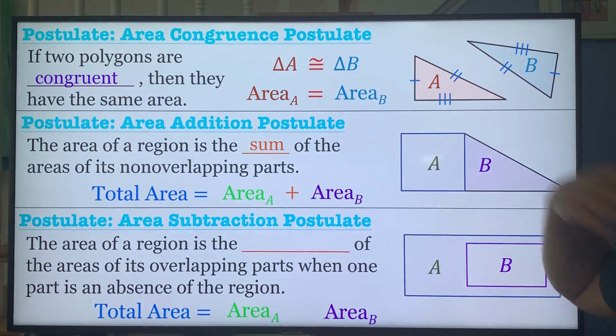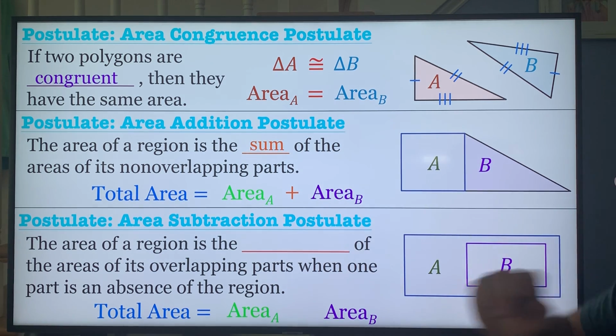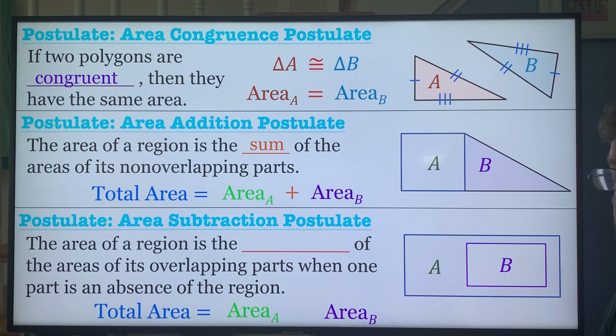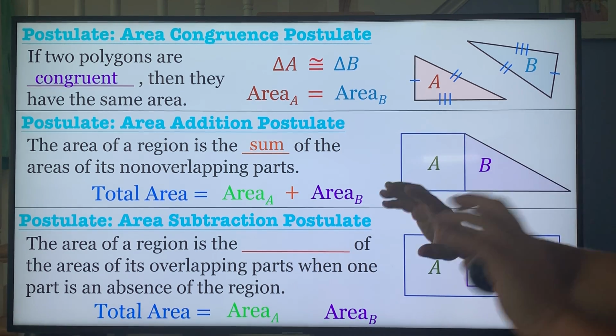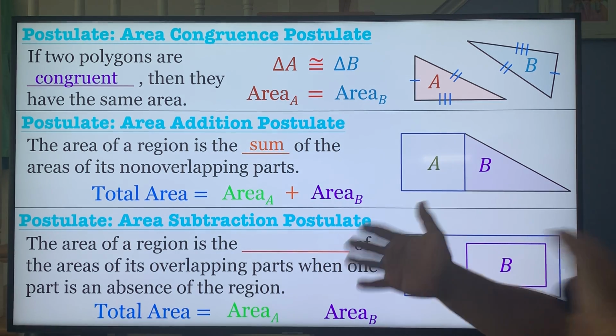And this is going to be used for the irregular figures. Area of a region is the blank of the areas of its overlapping parts. So now the parts overlap. So what you do is you have A right here, and B is like a hole. So it's like if you had a piece of wood, so you're in wood shop, and you cut out the middle of the piece of wood, what would the area be of the piece that's left over?